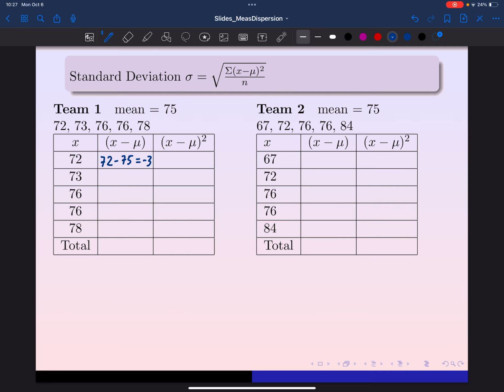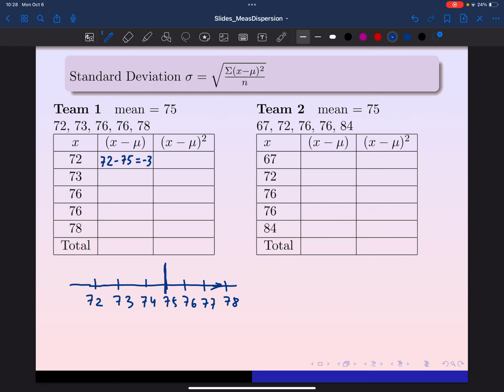So this is the deviation, or how far this particular data is from the average. So that's the deviation from the average. If we put those data on the number line, 72, 73, 74, 75, 76, 77, and then we have 78 right here. Then the average is right here.